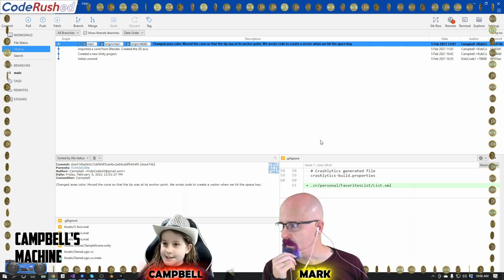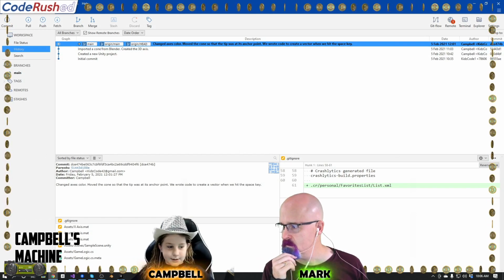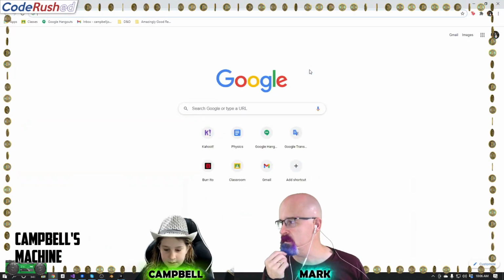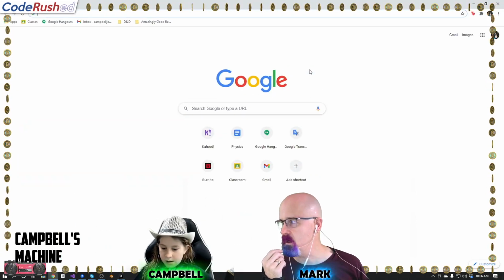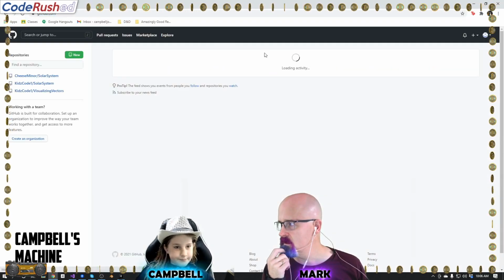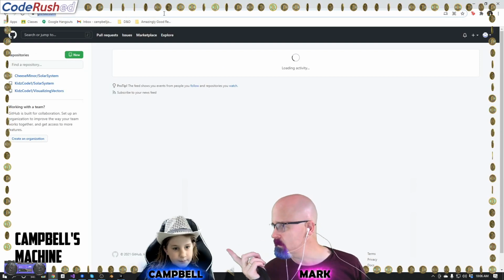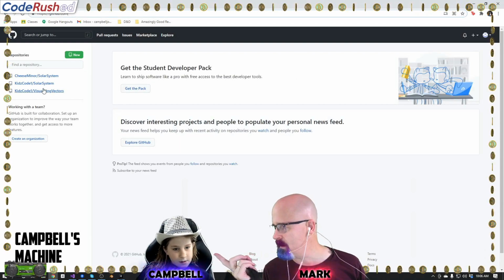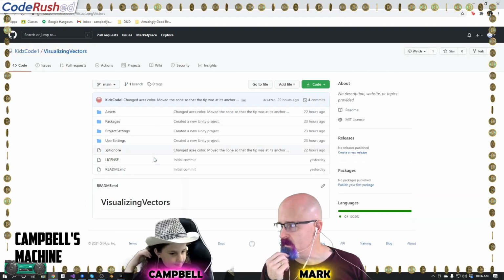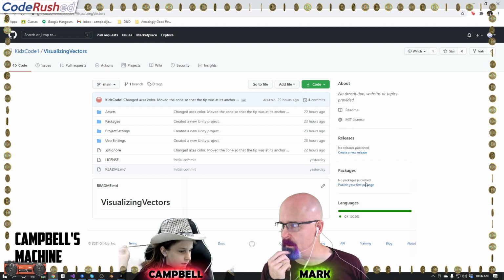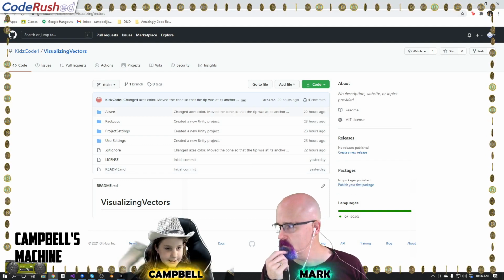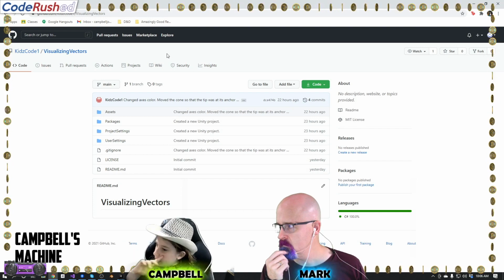It's in Chrome, but I don't know what the URL is. The URL is github.com/KidzCode1. Visualizing Vectors is what we were working on. That's what we started working on. And then you can go to /visualizing vectors or the solar system.